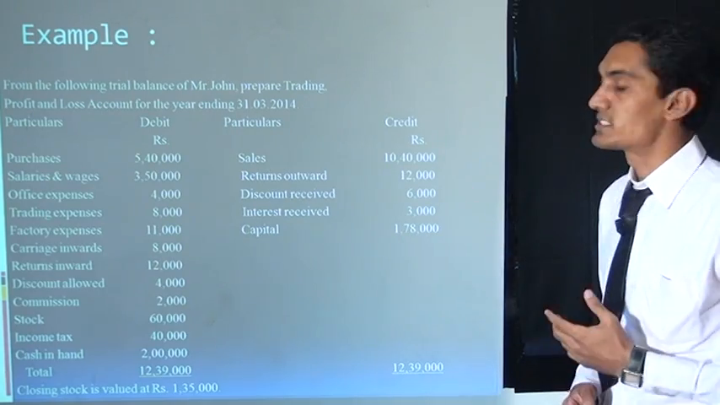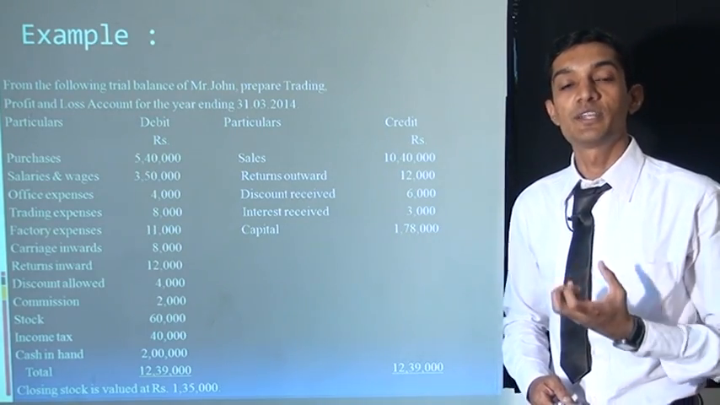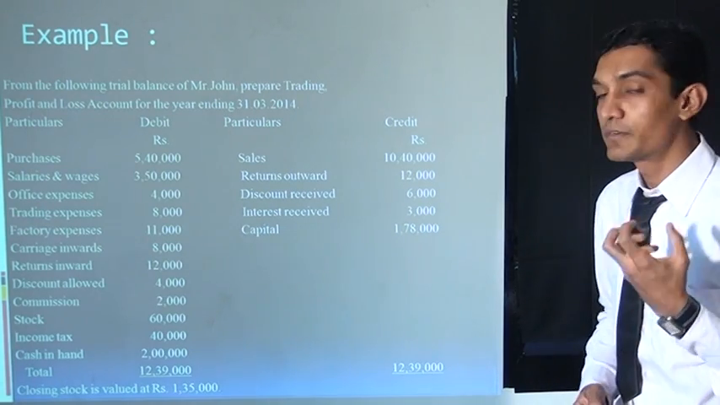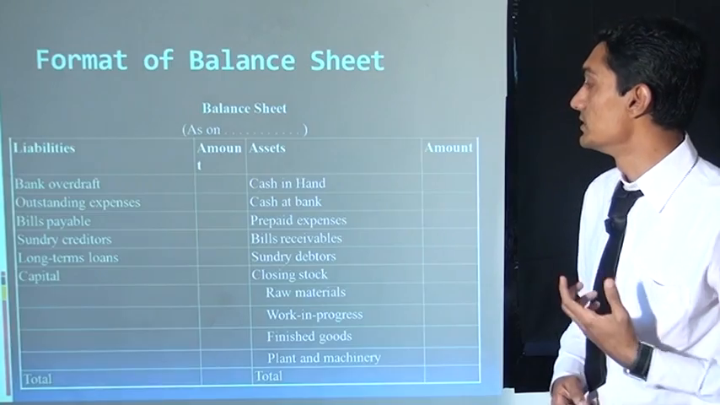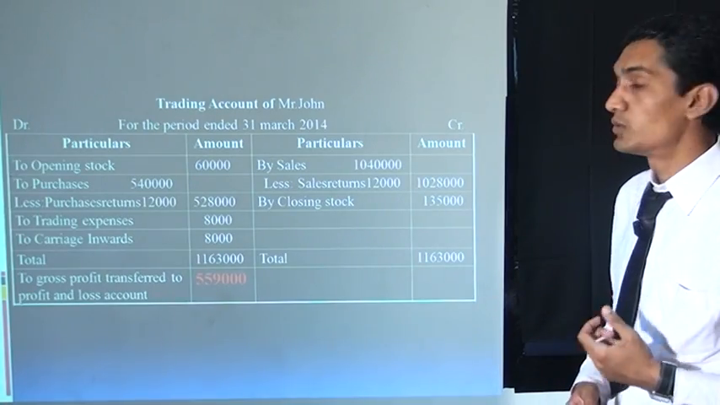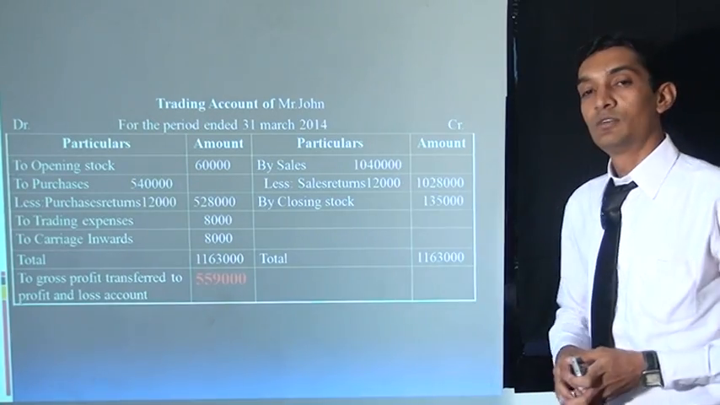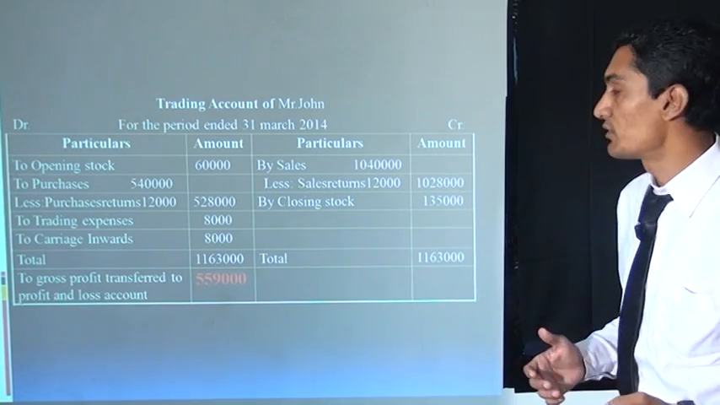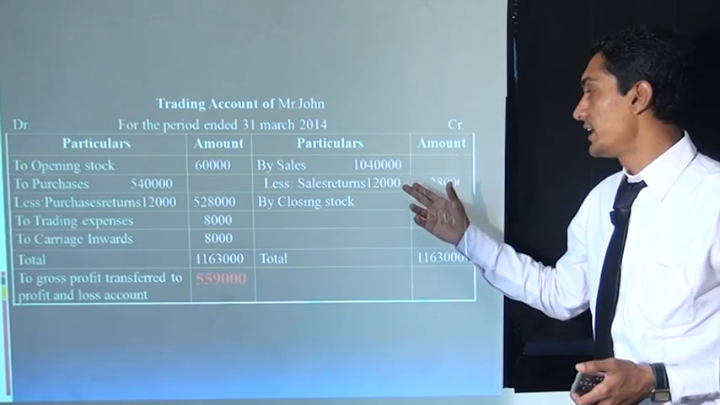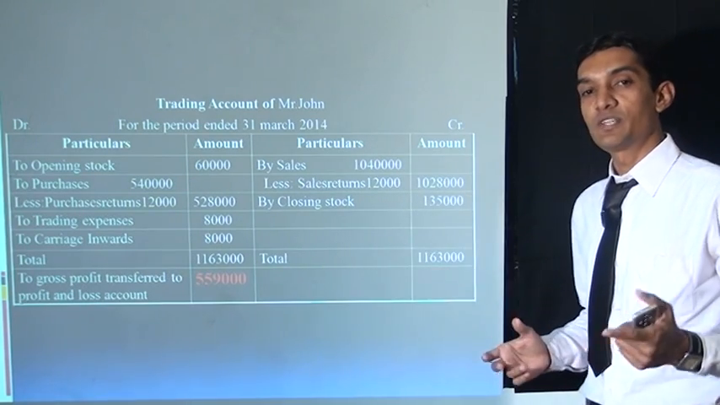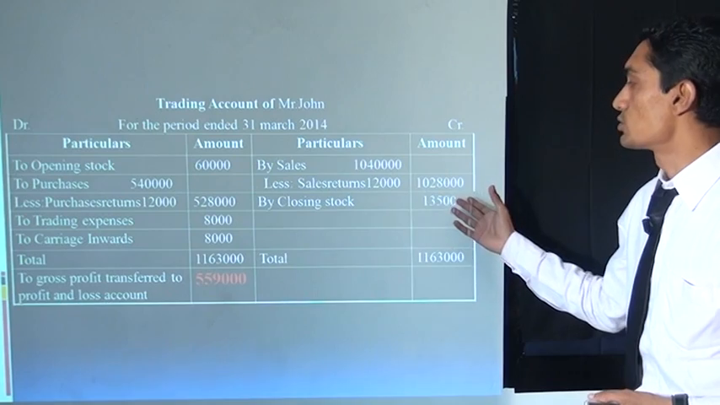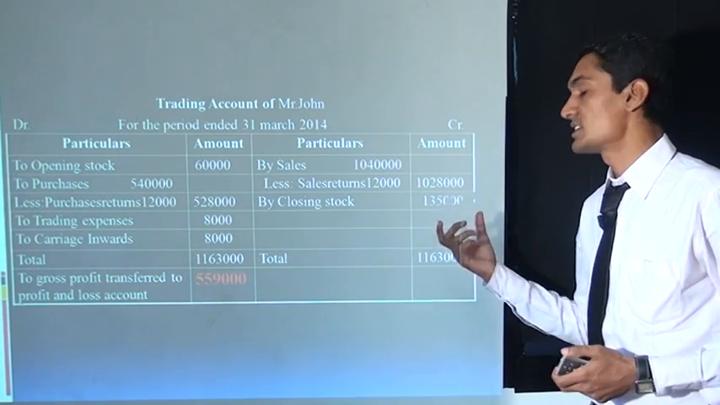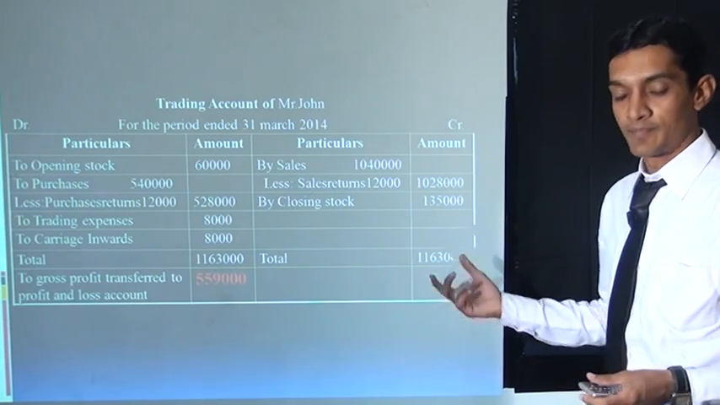Now the next is sales, which is our income, and it comes under the trading account, because we are selling goods. Sales is 10 lakh 40,000 rupees. Now we take the sales return, so we deduct it from sales: 10 lakh 40,000 minus 12,000, so the remaining amount on the credit side is 10 lakh 28,000 rupees.